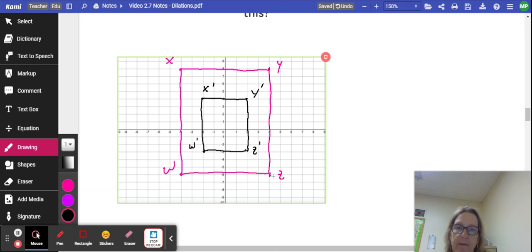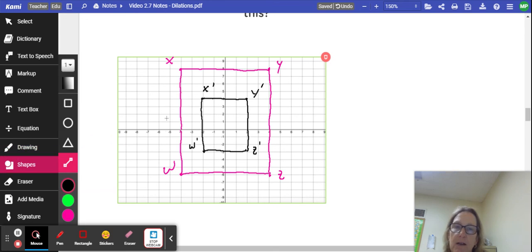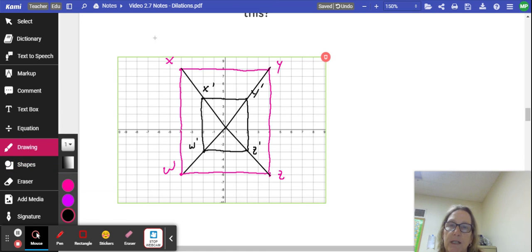And we see we have our new shape. And if I drew those lines in again, you would see from the origin, there's a line that goes through Y and Y prime. From the origin, there's a line that goes through X and X prime. Whoops, W and W prime. And obviously the black figure is the new image, and we have reduced it. It's a reduction. Good luck.